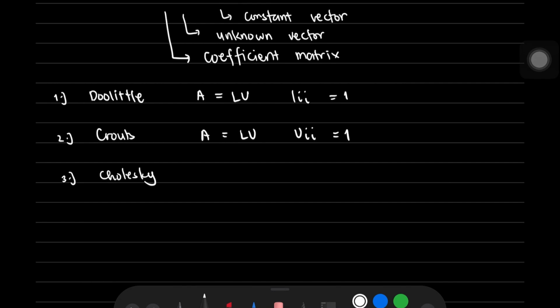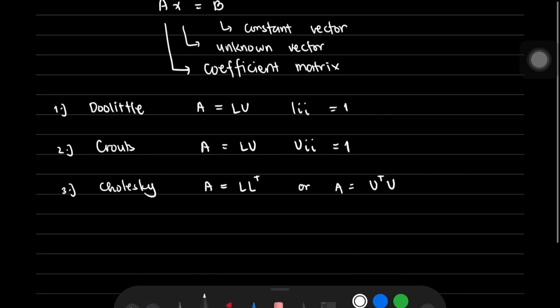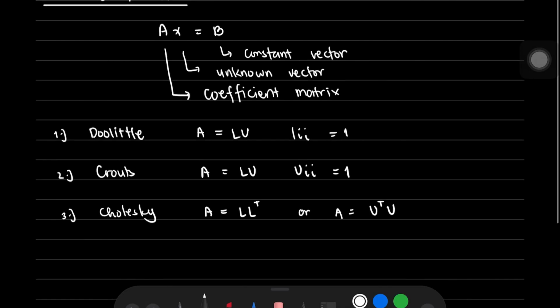And for the Cholesky method, we're going to let A be equal to the lower triangular matrix multiplied by the transpose of the lower triangular matrix, or you can have it as A equal to the transpose of the upper triangular matrix multiplied by the upper triangular matrix. So, let's go over the three methods one by one.